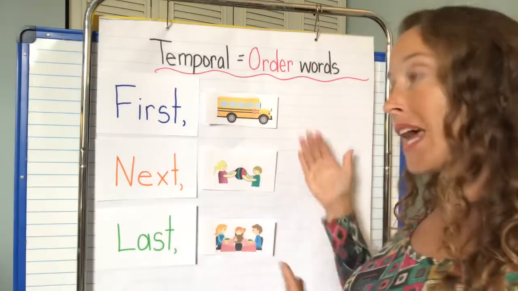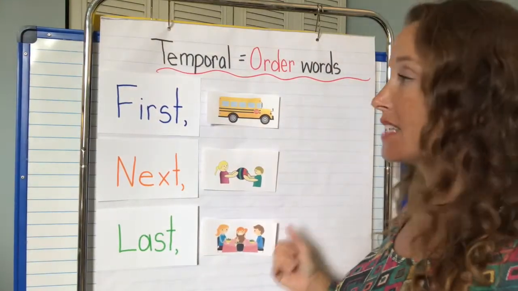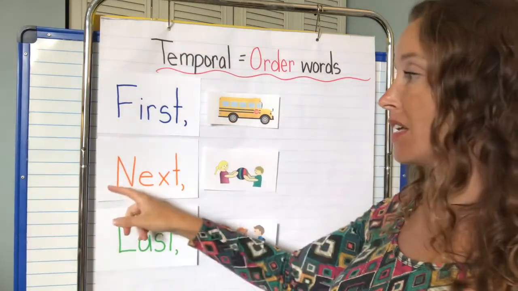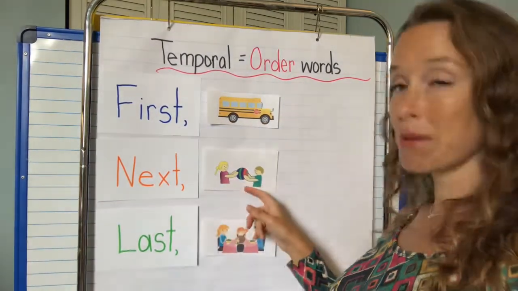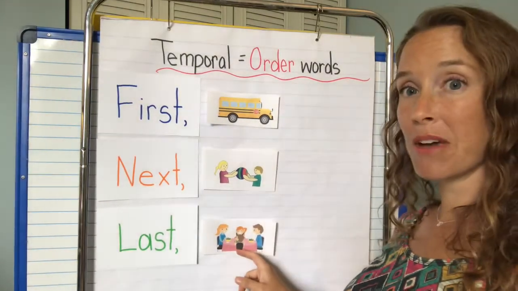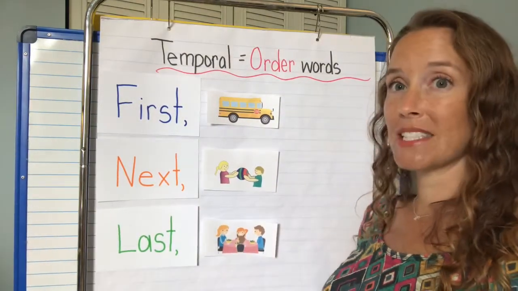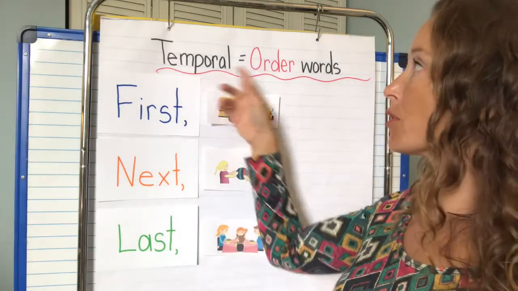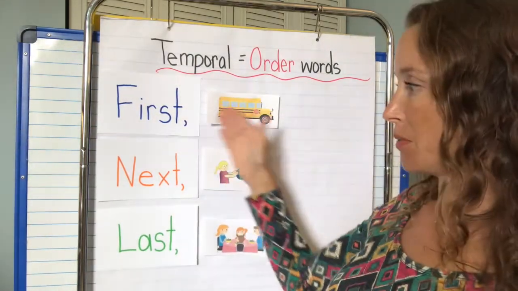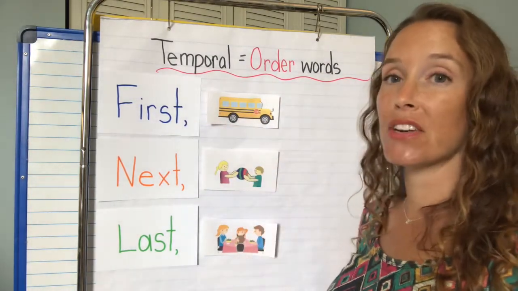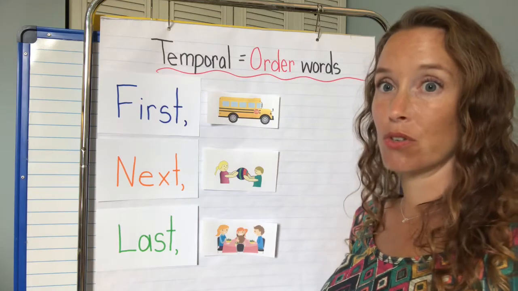Okay, so now my story is in order. It makes sense. First, comma, I took the bus to school. Next, I played recess. Last, I ate dinner with my family. My story makes sense now. I put it in order, and I used my temporal or order words to sequence my story so that everyone will understand what happened during my story.